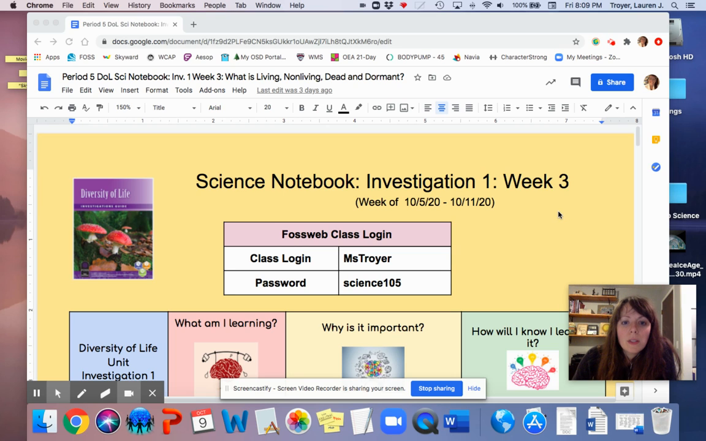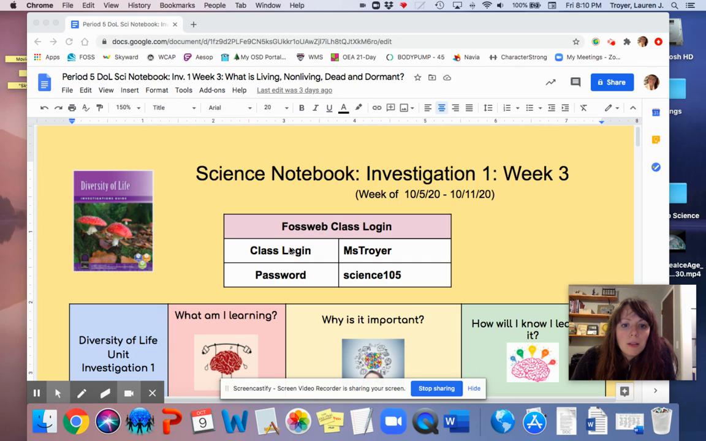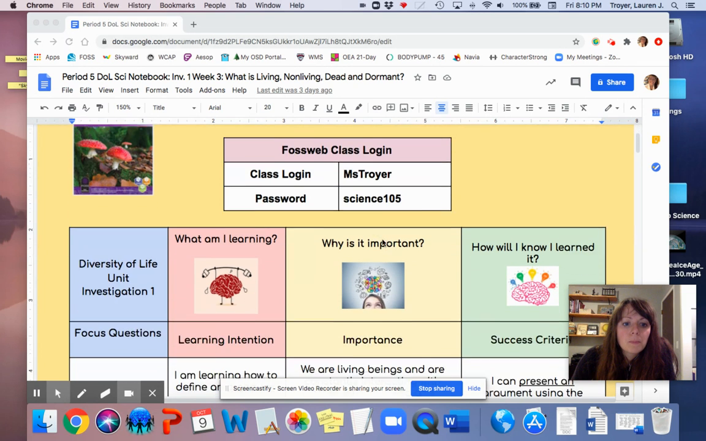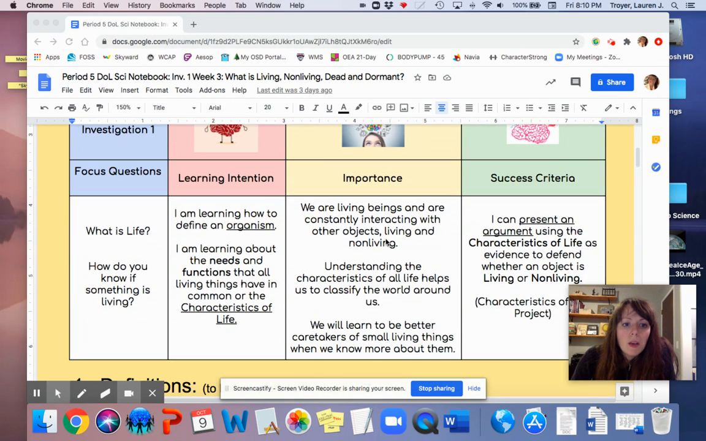Hey students, just wanted to give you a little overview on what you need to do for the science notebook for this week in case you weren't in class. So this is investigation one, week three for the week of October 5th through October 11th. And this is our FOSWEB class login. It's always the same.